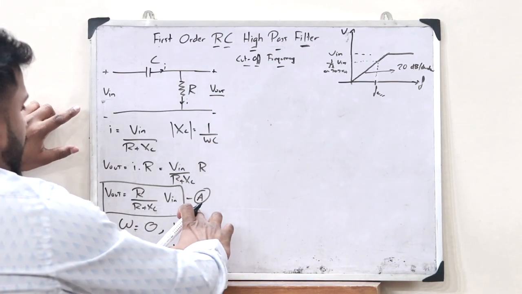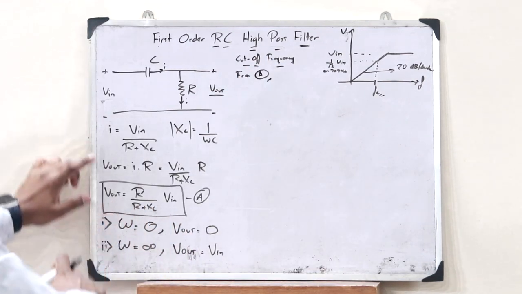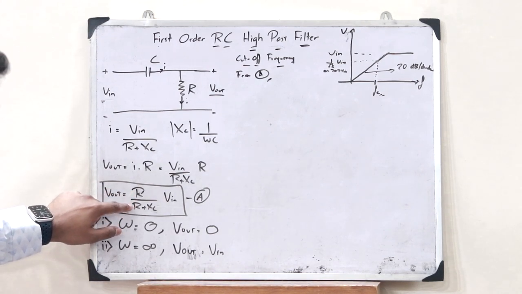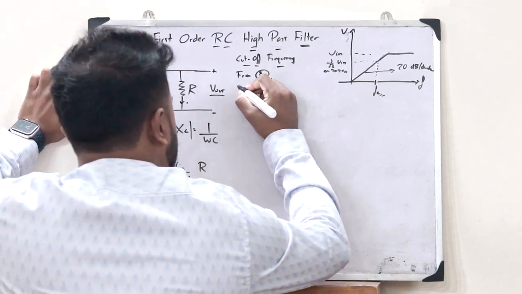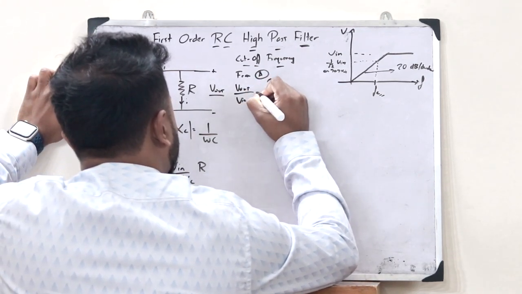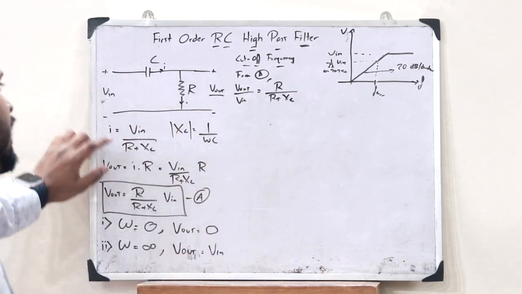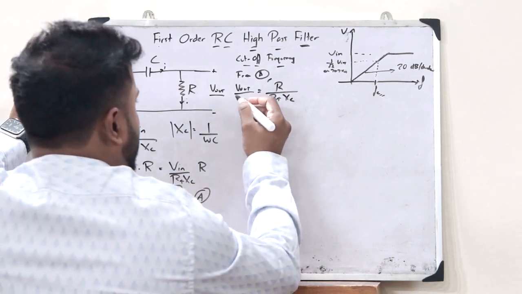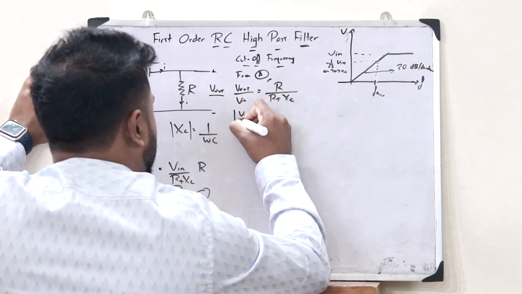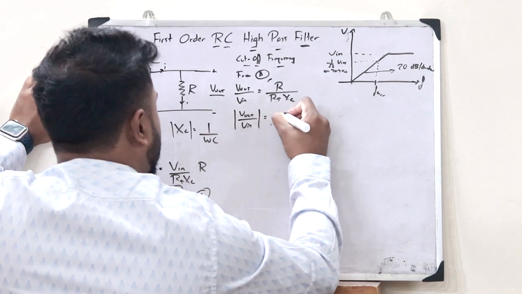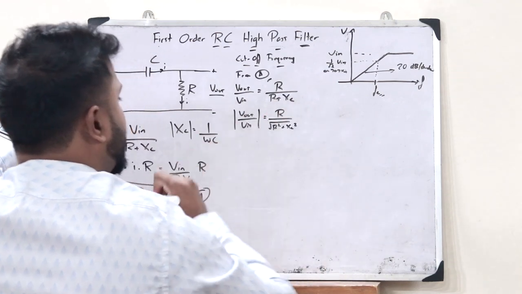From this particular equation number A, we know that V out is equal to R divided by R plus XC times Vin. So taking this Vin here, we would get V out by Vin is equal to R divided by R plus XC. Here, if we take the modulus value of this, that is, the magnitude of this, we would get V out by V in is nothing but R divided by root of R squared plus XC squared.